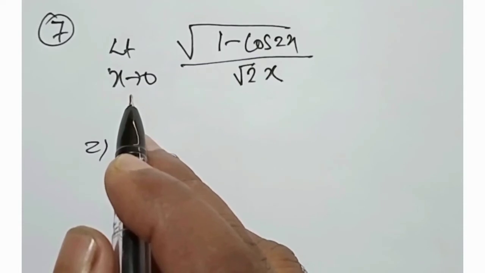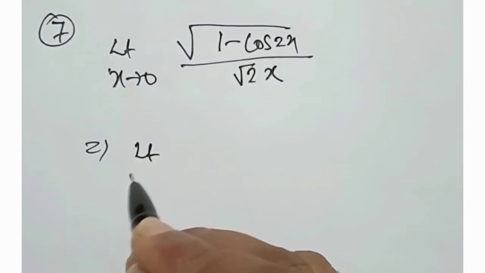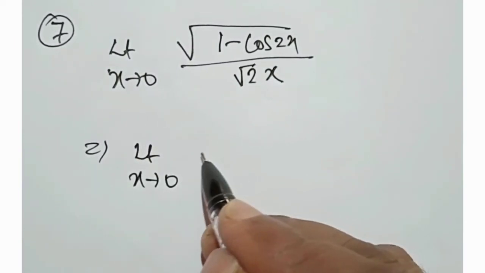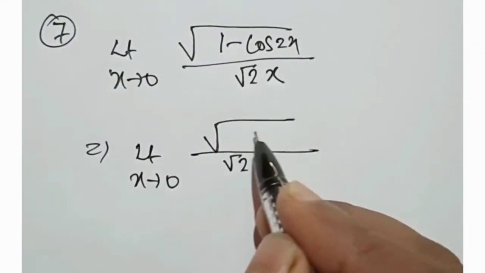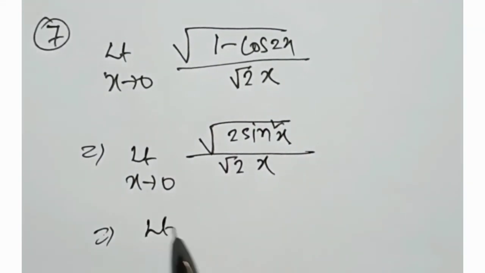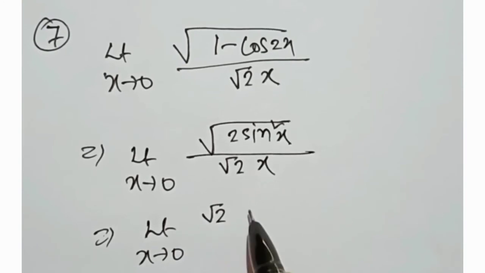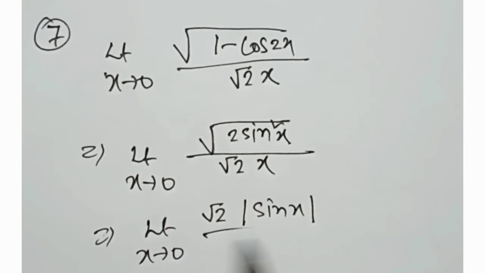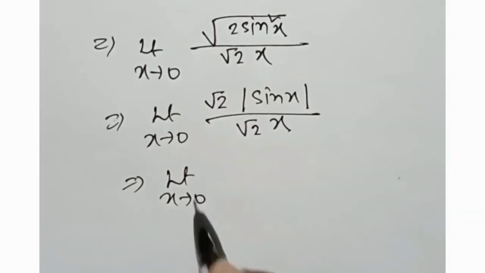So guys, our next limit is limit x tends to 0 root over 1 minus cos 2x by root 2x. So we'll get limit x tends to 0 root over 2 sin square x by root 2x. So next line we will get limit x tends to 0 root mod sin x by root 2x. Next line we will get limit x tends to 0 mod sin x by x.